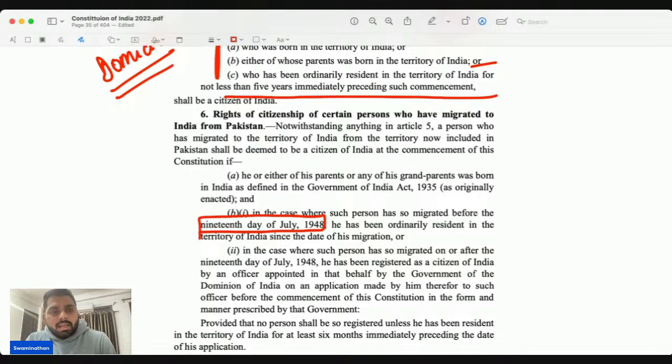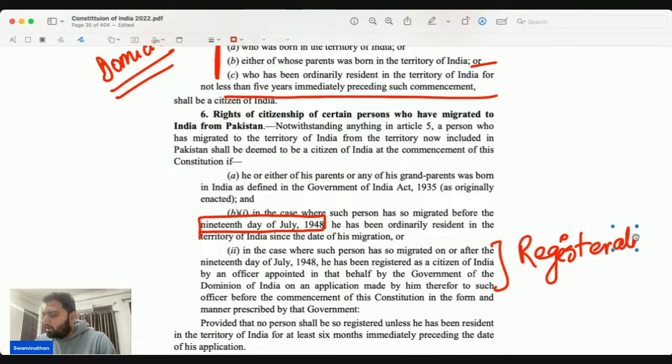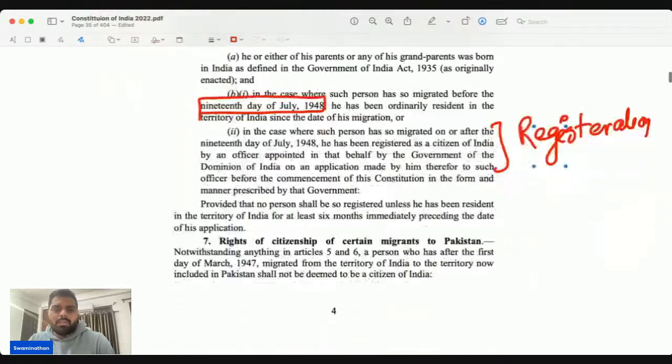What about those who migrated after that? So should they not be allowed the citizenship? They will be given, but not under the term of migration. They will not be given the citizenship under migration, provided they register themselves. So they will require a certificate of registration, and if the government is satisfied, then the government can grant them the citizenship, right? So it is talking about those persons who migrated from Pakistan and lived in India. Article 6 applies to them.